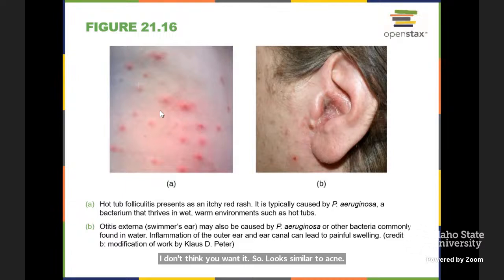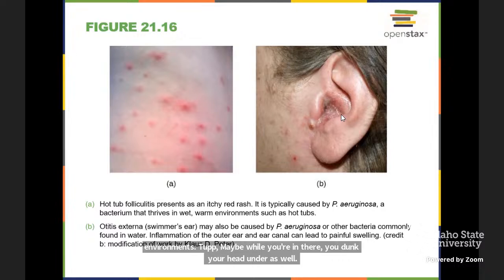So the bacteria gets into these follicles and starts to grow. We see the inflammation. This could be all over your body as you are in there soaking in the hot tub. The potential for the bacteria to get in and colonize can result in this, all right? And it likes warm, wet environments. Hot tub folliculitis.